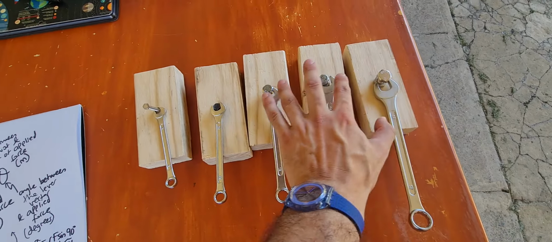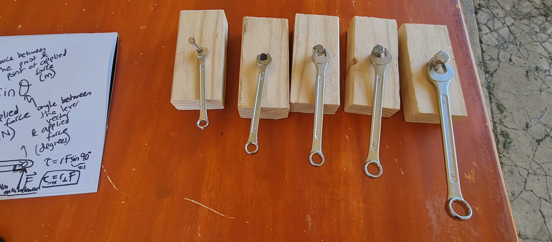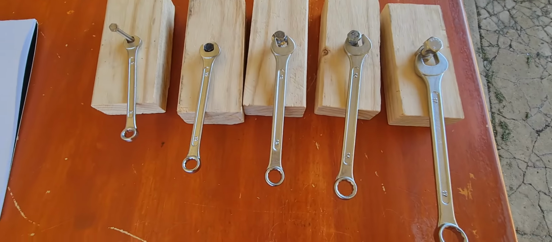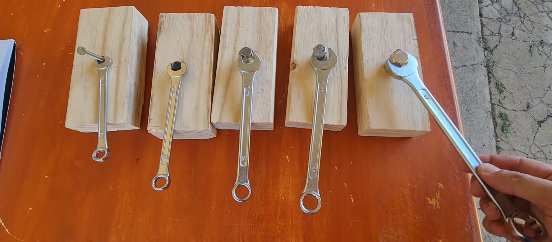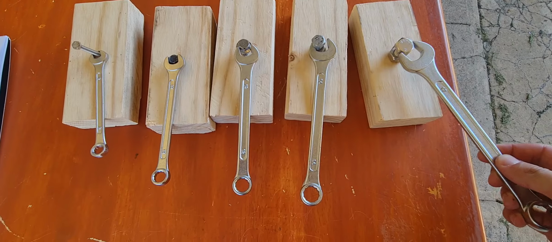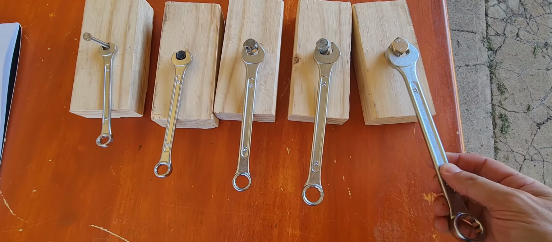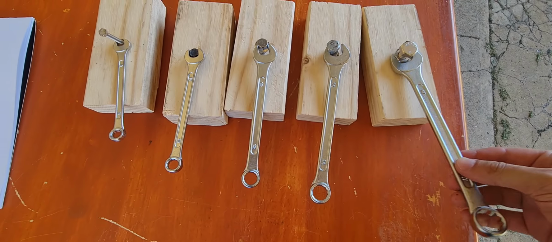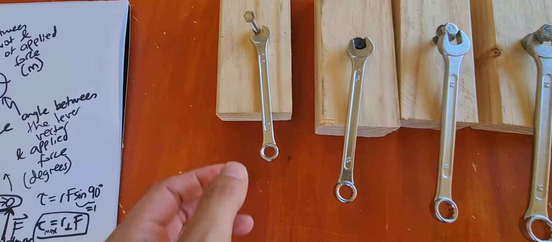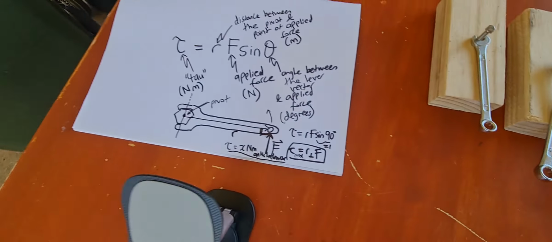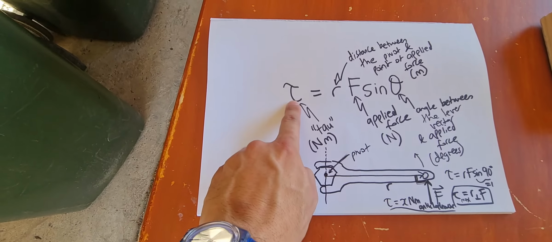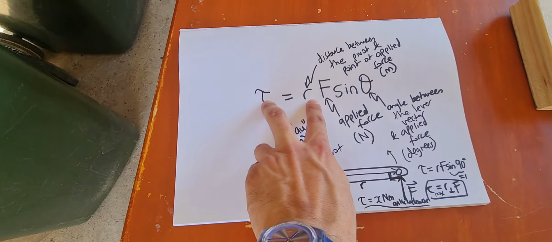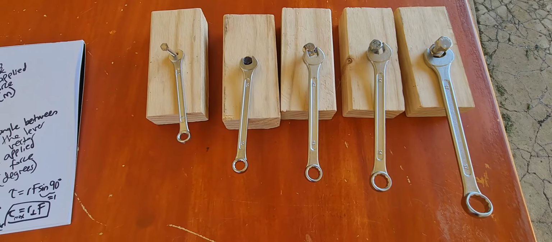Pretending that these are the same diameter bolts, you would notice that with a longer lever, turning this bolt will be a lot easier with a longer lever than a shorter lever, because according to the formula, if you increase r, you increase the torque, and vice versa. So that's a nice, neat demo here.